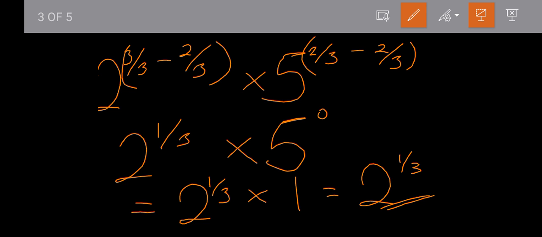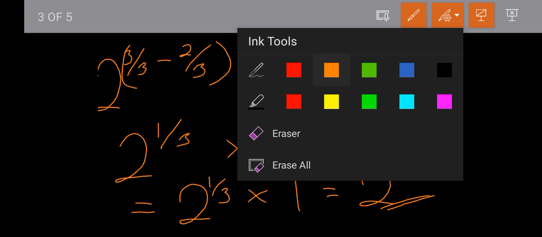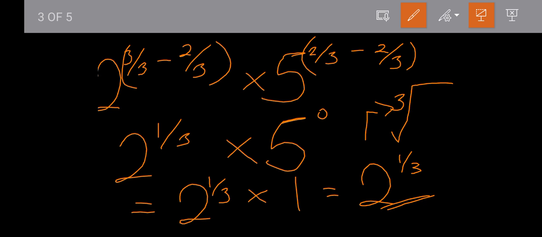Now, I can decide to express this as a normal fraction. So I can still put this as roots, the cube roots, because that's a fraction index, right? So I can say the cube root of 2 to the power of 1. And I have my answer, whichever way I like. All right, so that's the first example that we're going to take. And let's look at another example.